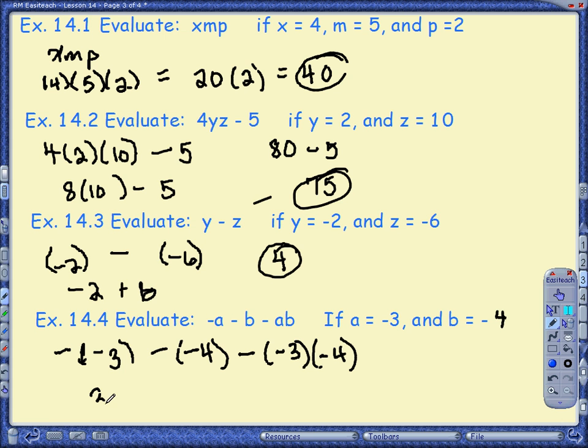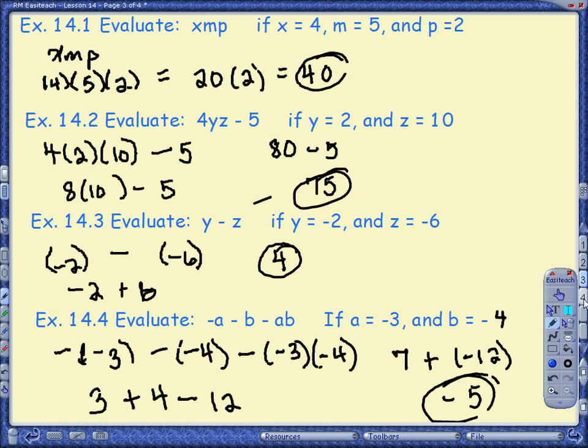Double negative in front of 3 makes that a positive. Double negative here makes that a positive 4. In front of this multiplication, we have 1, 2, 3 negatives. That means it's going to be a negative. An odd number of negatives make a negative. These two, when we multiply them, would give us +12, but we'd still have this negative. And so our answer, or our continued solution, is going to be 7 plus -12, and that would be -5 as our answer. Okay.